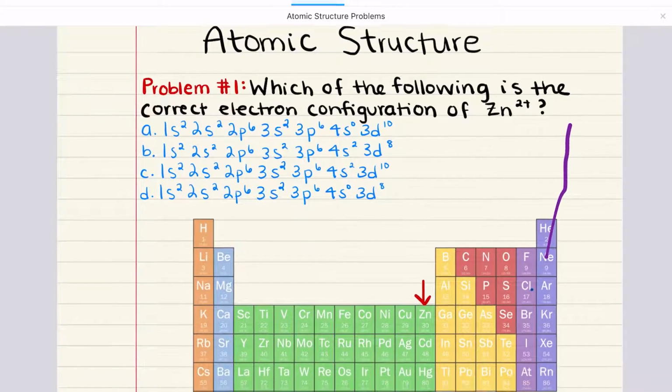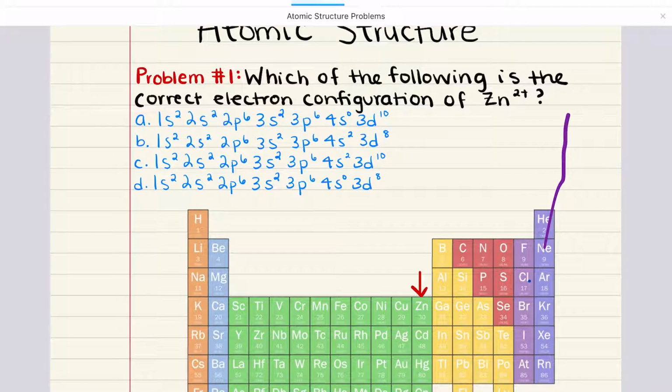This first problem says, which of the following is the correct electron configuration for zinc 2+. So if you remember from lecture, electron configuration is a representation of the distribution of electrons among the various orbitals of an atom. And this concept is really crucial for understanding a lot of the properties and behaviors of elements.